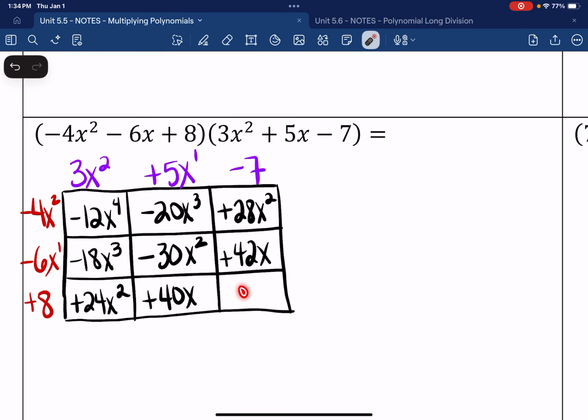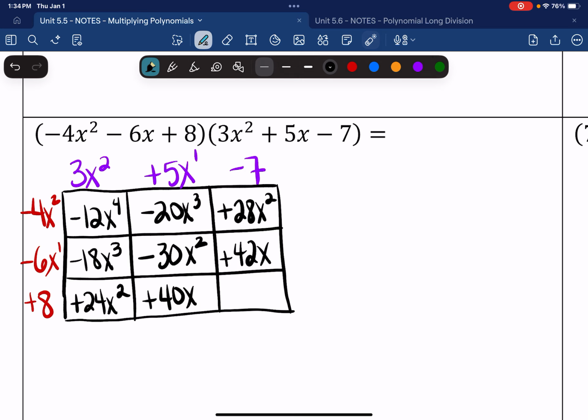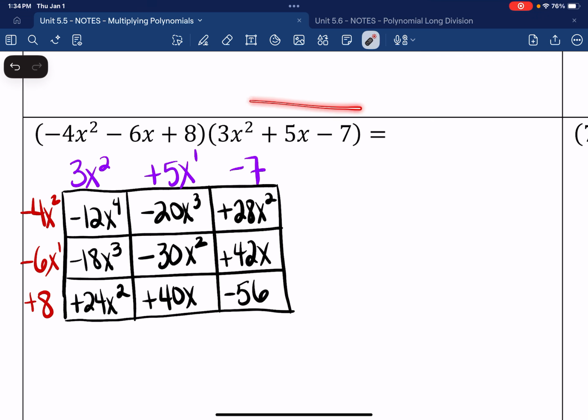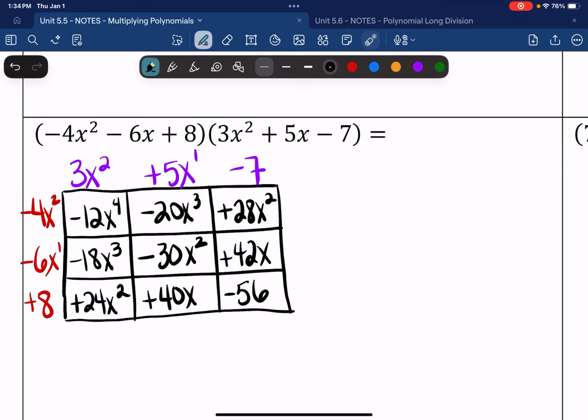And then our last box here is a negative 7 times a positive 8. Negative 7 times positive 8 gives us our minus 56. So this is a nice, neat, clean way. I would probably always use the box method if I were going to multiply these larger values, a trinomial times a trinomial, just because it sets everything up nicely, nice and neat, right?